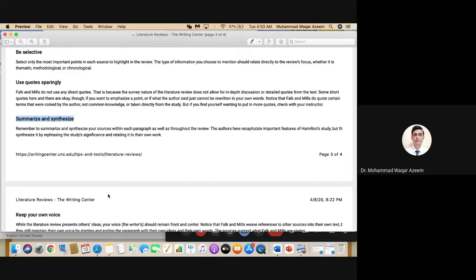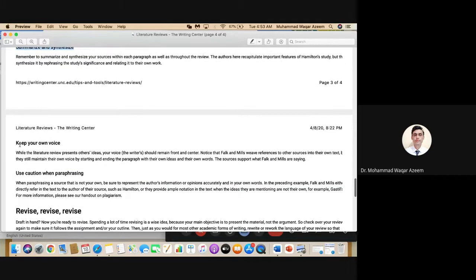It should look like one piece of writing. How can you do that? You can do that by keeping your own voice. So remember, the literature review is not there to bury your voice. It is to empower your voice. So basically, you maintain your own perspective, or you maintain your own voice. In other words, you have to tell what you think about these resources that you have cited.